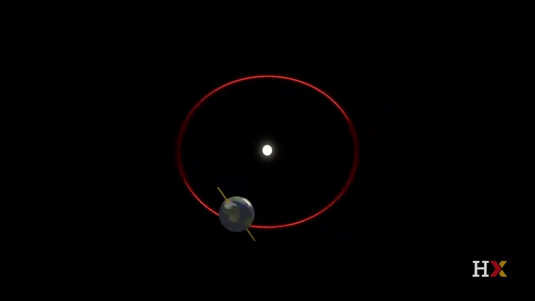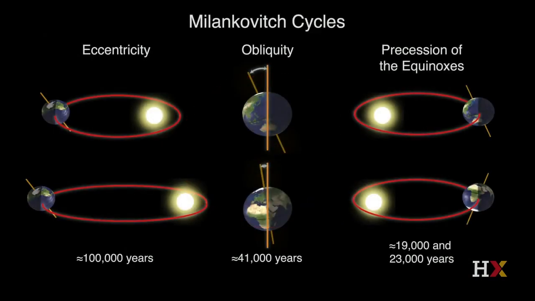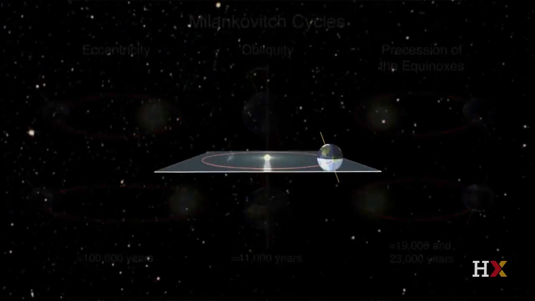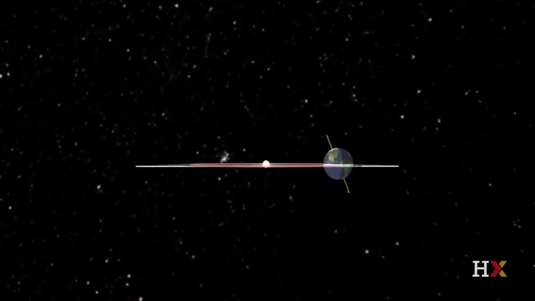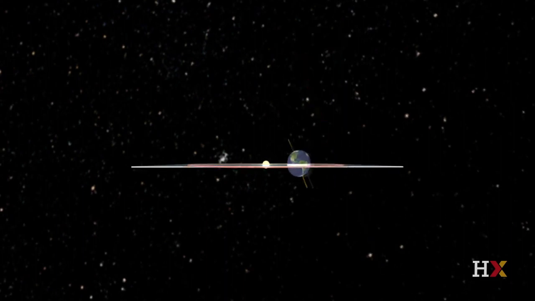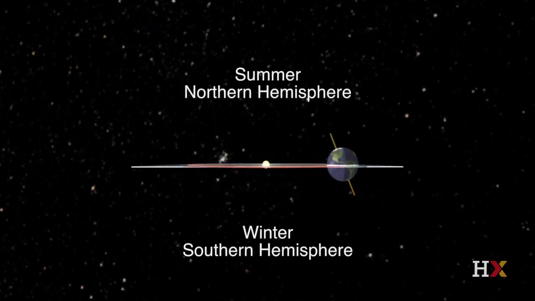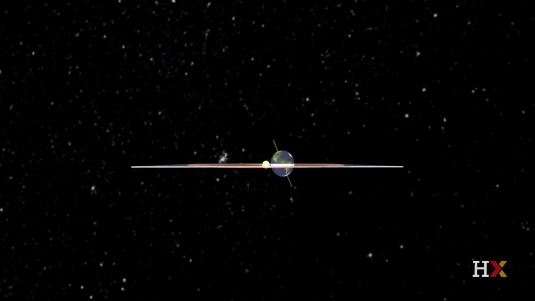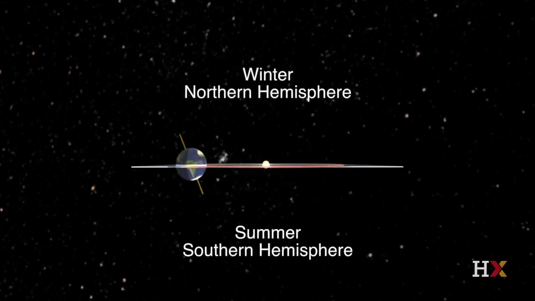A more important parameter is the obliquity cycle, which has a period of 41,000 years. This is a subtle change in the tilt of the Earth's axis. Currently, the Earth is tilted by about 23.5 degrees relative to its orbit around the sun, and this is what gives rise to the seasons. At some times of the year, the northern hemisphere is pointed towards the sun, and that's when we have summer in the northern hemisphere. And then at other times, it's pointed away from the sun so that we have wintertime.